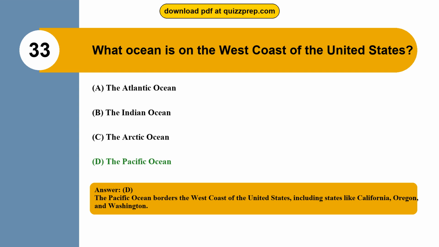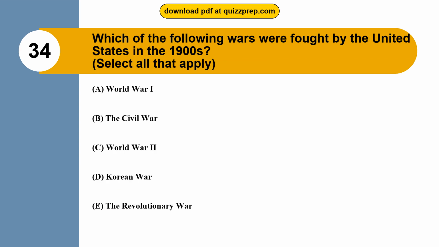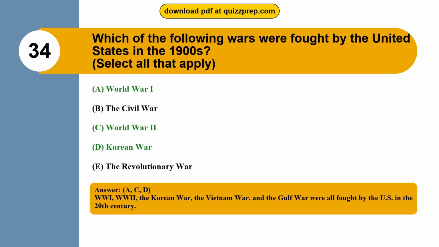Question 34. Which of the following wars were fought by the United States in the 1900s? Option A. World War I. Option B. The Civil War. Option C. World War II. Option D. Korean War. Option E. The Revolutionary War. The correct answers are options A and C and D. World War I, World War II, Korean War. WWI, World War II, the Korean War, the Vietnam War, and the Gulf War were all fought by the U.S. in the 20th century.